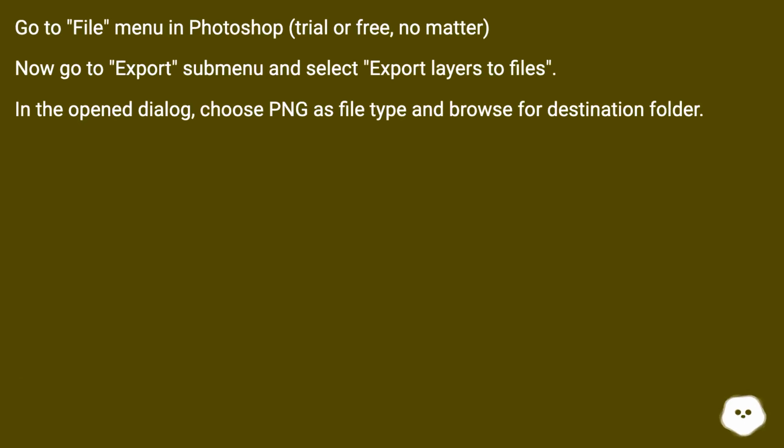Go to the File menu in Photoshop, trial or free, no matter. Now go to the Export submenu and select Export Layers to Files. In the Open dialog, choose PNG as file type and browse for the destination folder.